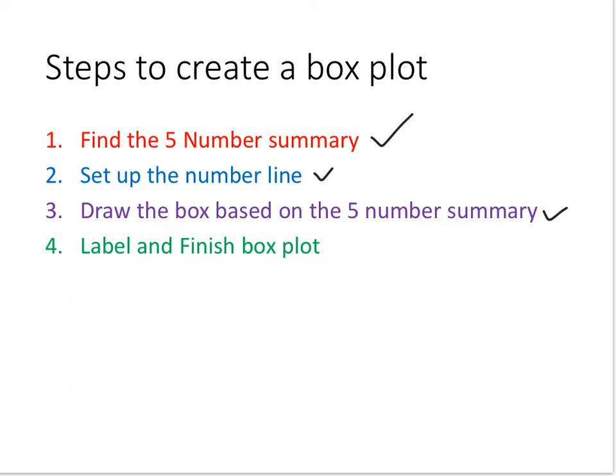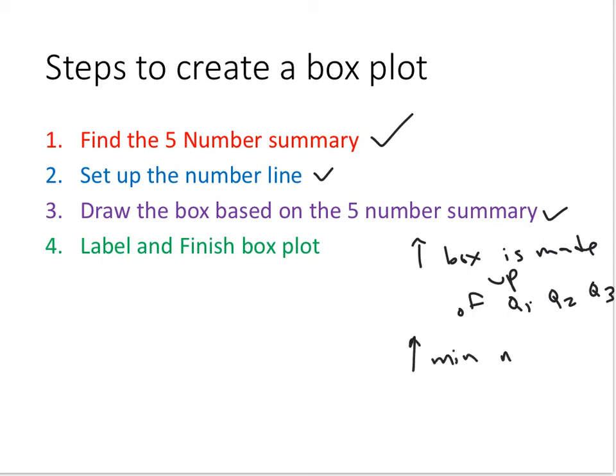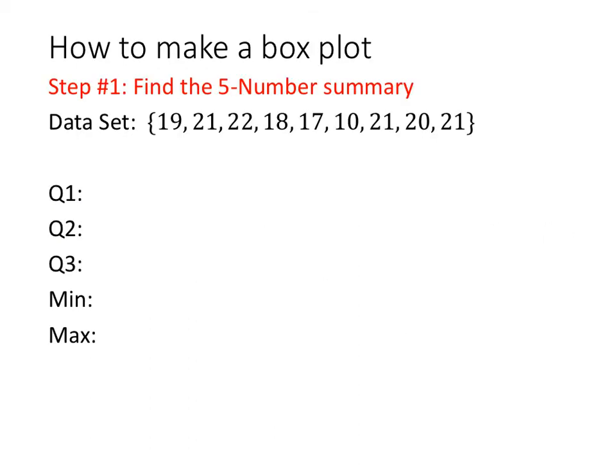So the pieces that make up your box: the box is made up of Q1, Q2, and Q3, and the minimum and the maximum. The minimum and maximum give us our whiskers that we would think about. And so the idea is that we're looking at those and identifying those. We're also going to label and then finish the box plot.